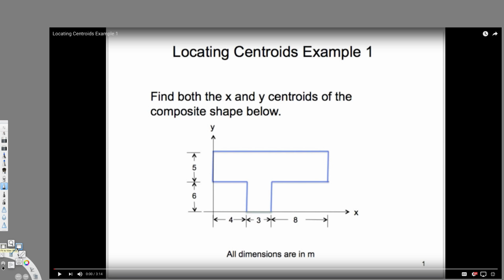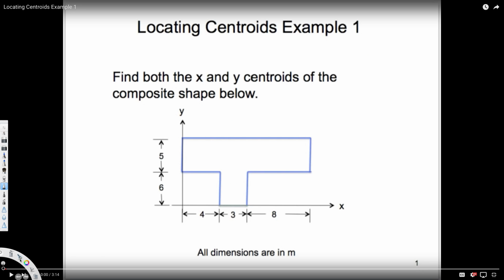What's going on, guys? Let's do this problem right here. The question is asking, find both the x and y centroids of the composite shape below.